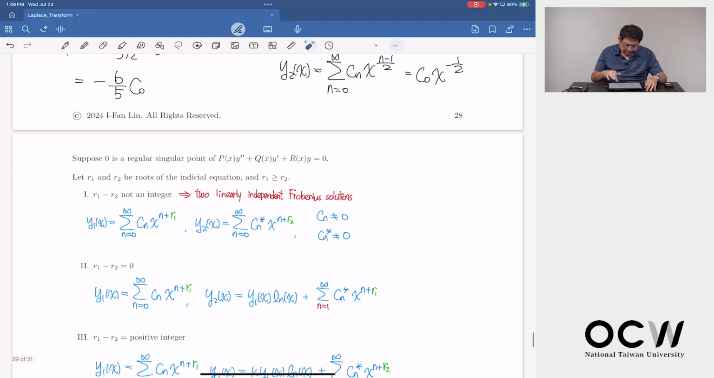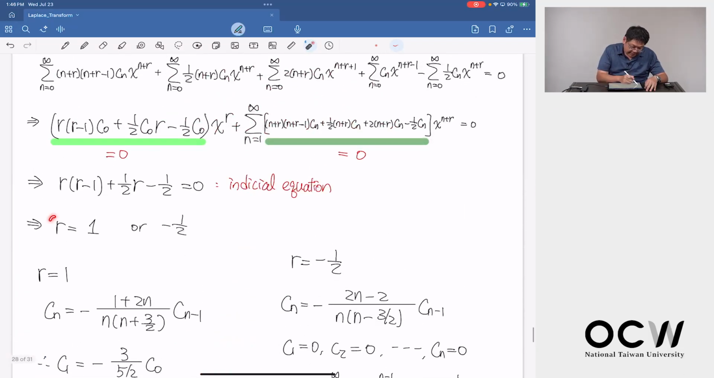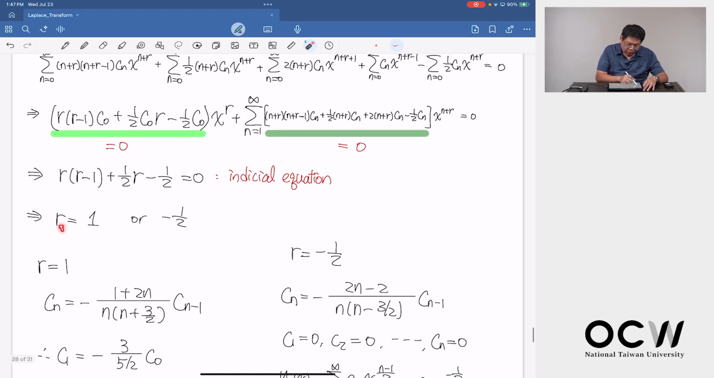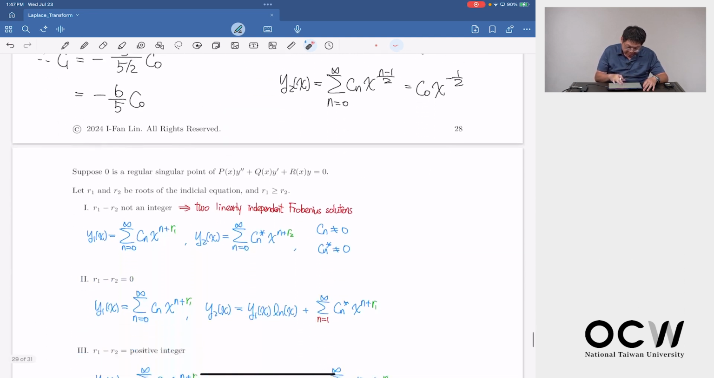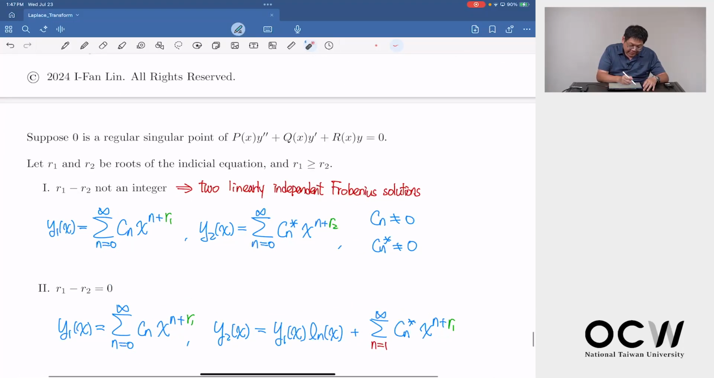Okay, and here you can see that I may have two values of r, since I have two solutions y1 and y2. So I should have R1 and R2. So let's check the R1 and R2. Suppose that 0 is a regular singular point of the ordinary differential equation, and R1, R2 are the roots of the indicial equation. And we assume that R1 is greater than or equal to R2.